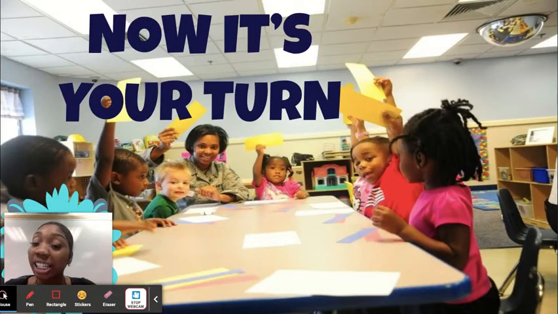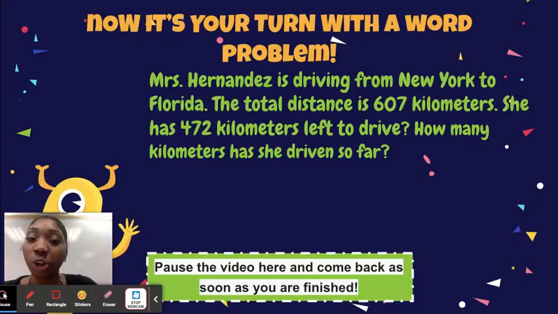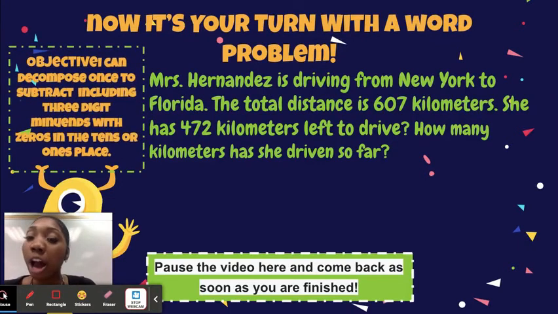Great job, scholars. Now it's your turn. And it's very important that you always go back and check your work to make sure that you subtracted to the right answer. So now Miss Dennis wants you to try. I want you to notice how we checked our work, because now I want you to go back and check your work. So now I want you to try a word problem. And remember our objective: I can decompose once to subtract, including 3-digit numbers with zeros in the tens or the ones place. So let's look at our problem.